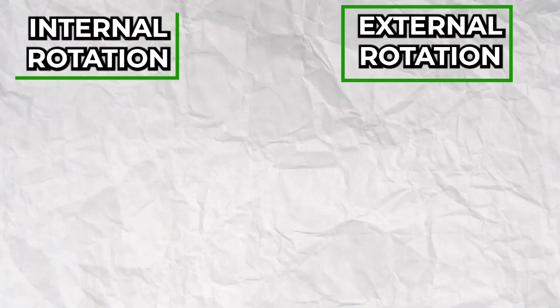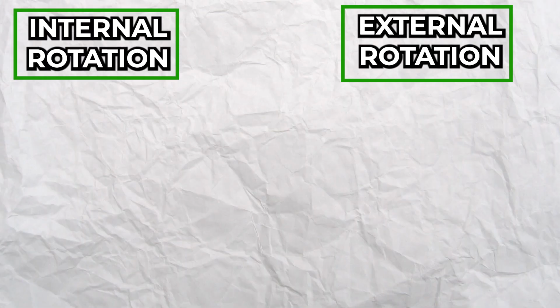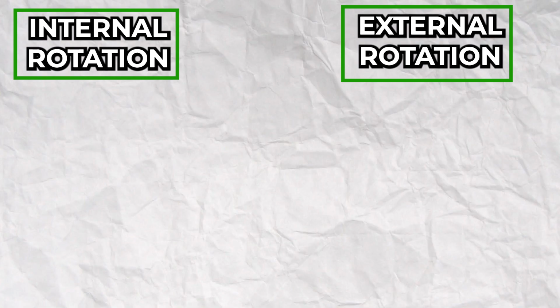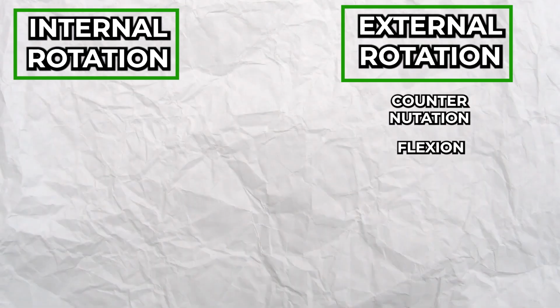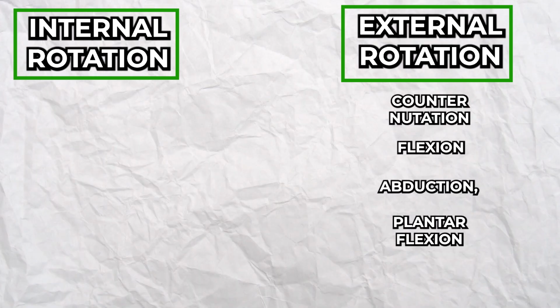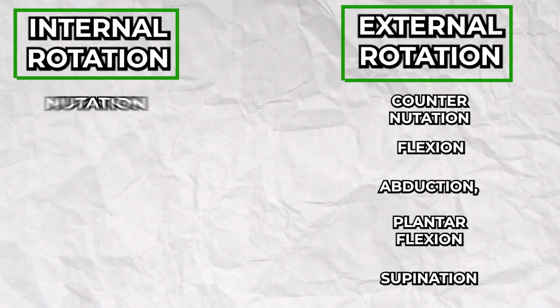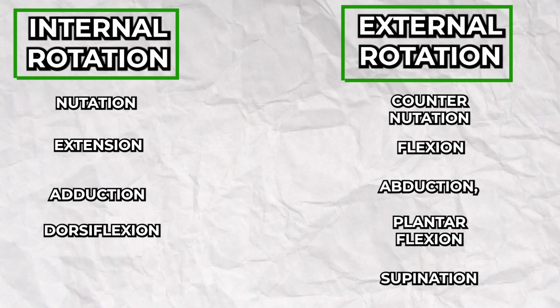So on one side, go ahead and write down external rotation. On the other side, internal rotation. Underneath external rotation, jot down the following: counter nutation, flexion, abduction, plantar flexion, supination. On the internal rotation side, go ahead and jot down nutation, extension, adduction, dorsiflexion, pronation.